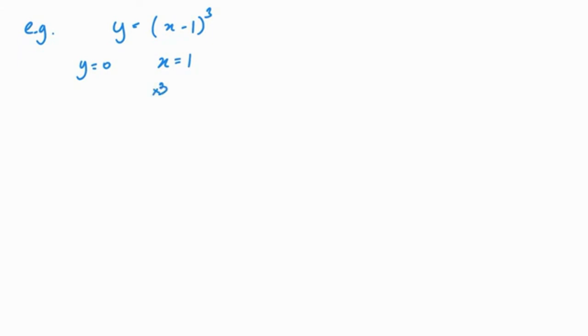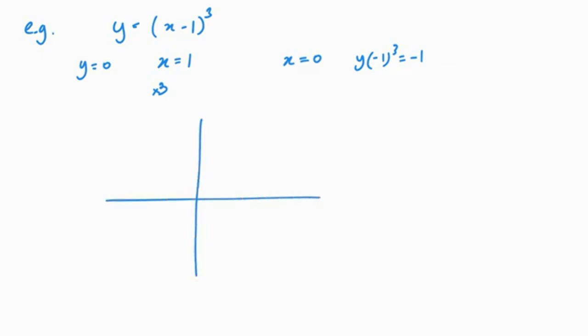Okay, and let's also look at where it's going to cross. So when x is equal to 0, y is -1 cubed, which is -1. So there's some coordinates to help me get started. So I've got x equals 1, and then we're going to cross the y-axis at -1.